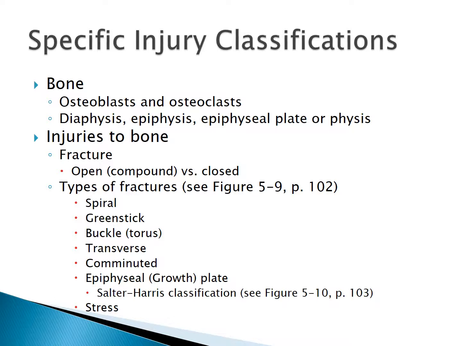For a list of the different types of fractures and their descriptions, please see Figure 5-9 on page 102 in the textbook. One specific type of fracture, an epiphyseal or growth plate fracture, has different classifications based on the Salter-Harris classification. These are also shown on Figure 5-10 on page 103.